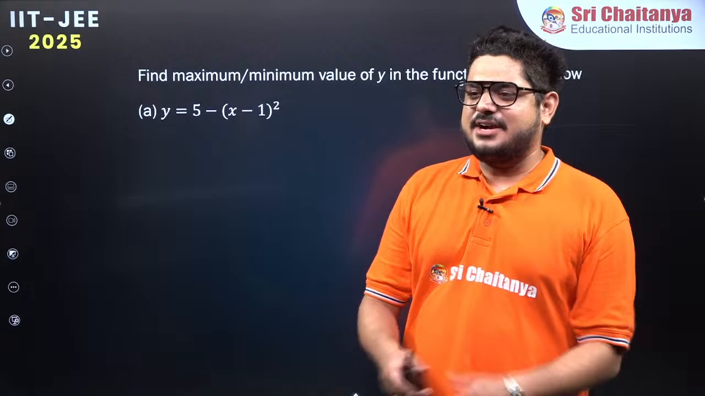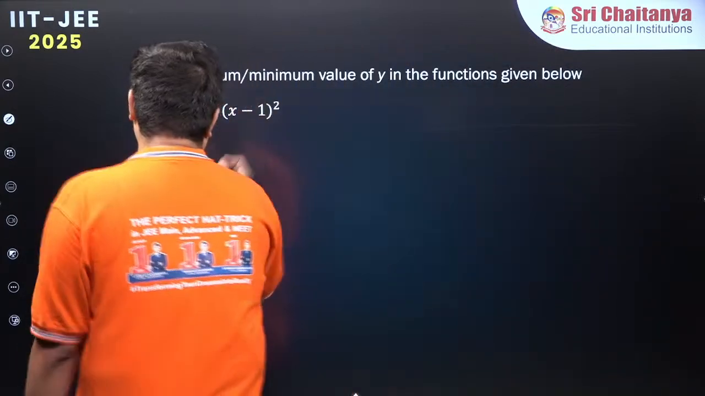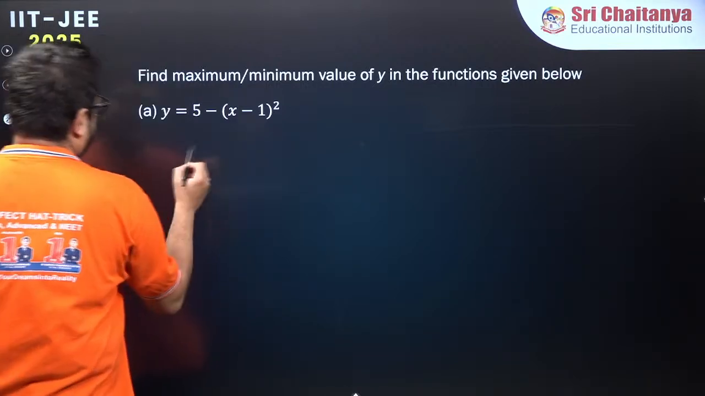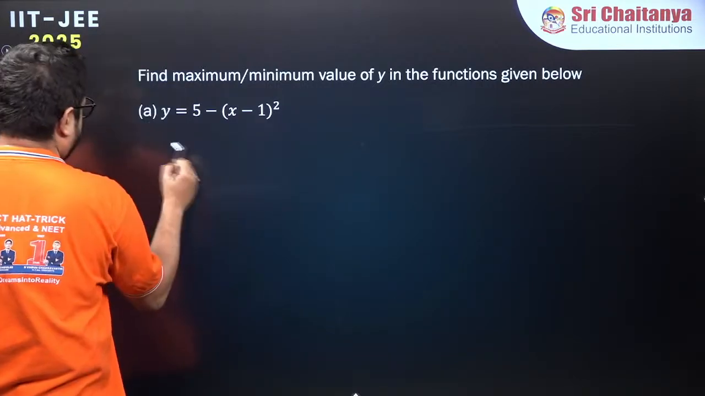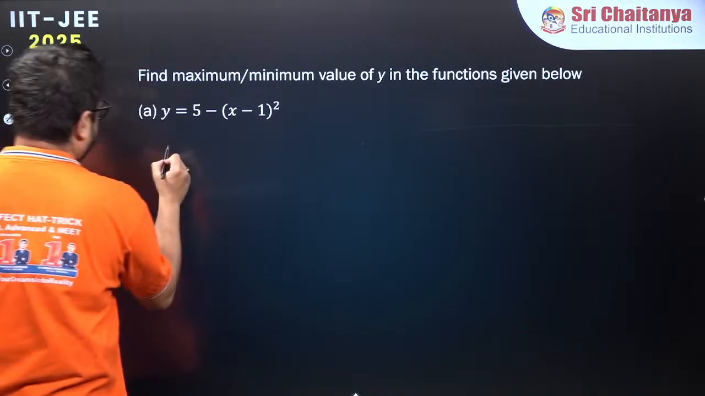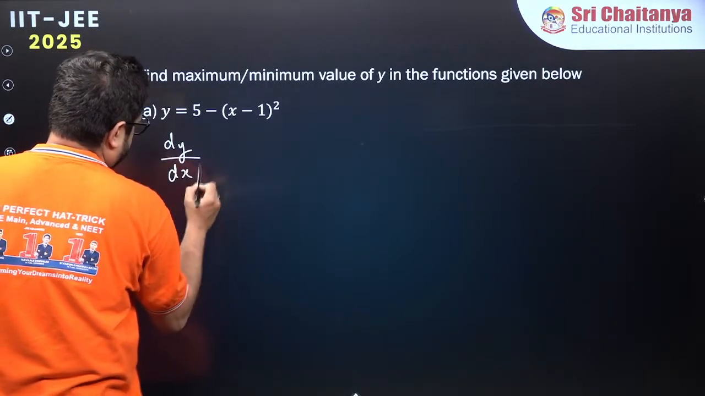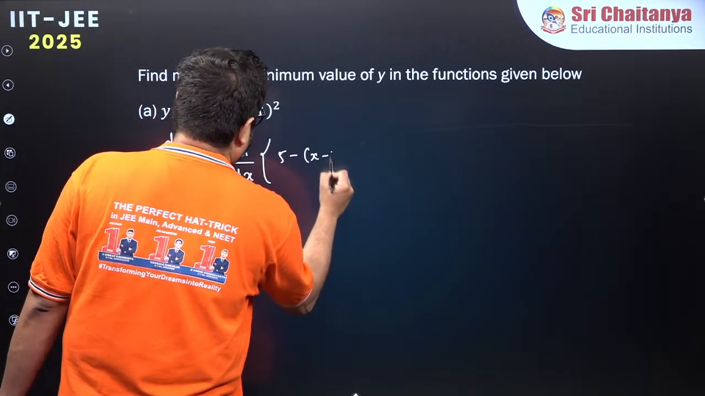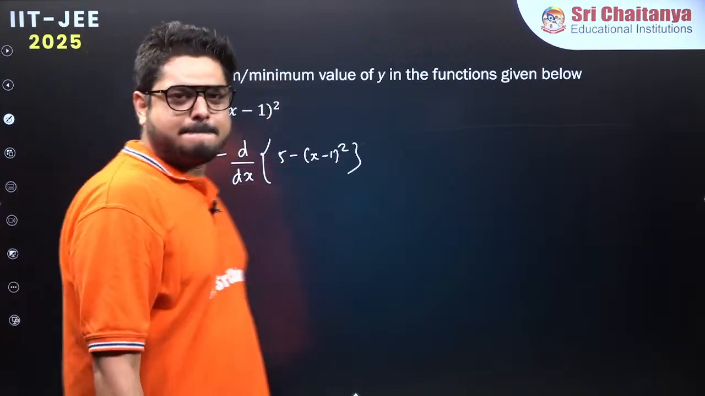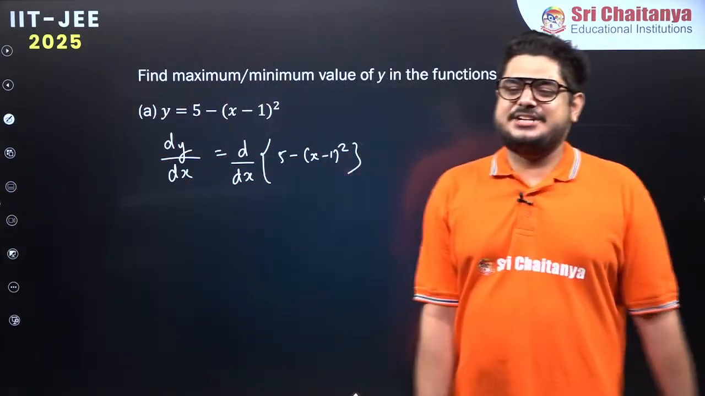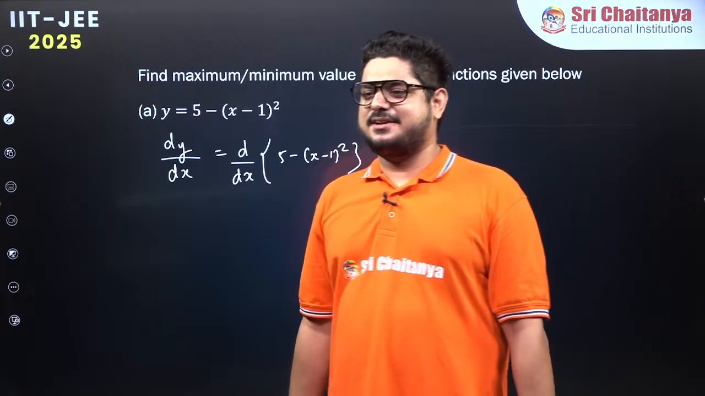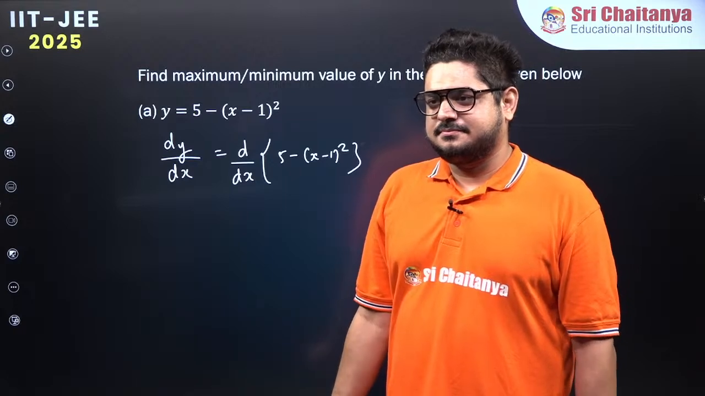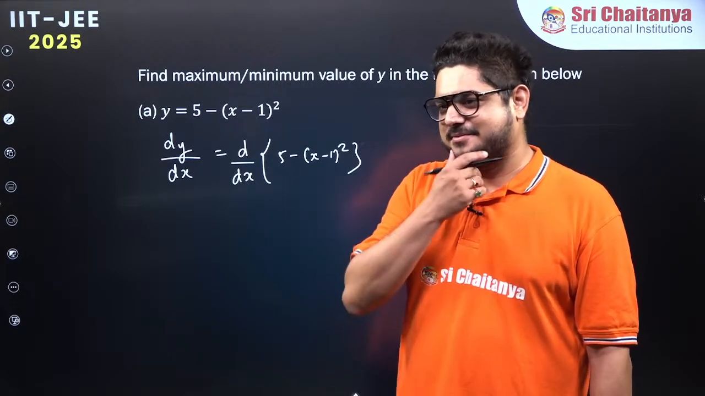Okay, fine. So let's try to find it out. What we need to do? Differentiate this. First of all, the first step involved will be the differentiation, isn't it? dy by dx. So let's try to find out d by dx of 5 minus of x minus 1 whole square. Tell me the answer. Mention me the answer in the chat box. What will be the answer? Okay, they are saying maxima. We'll try to find it out.